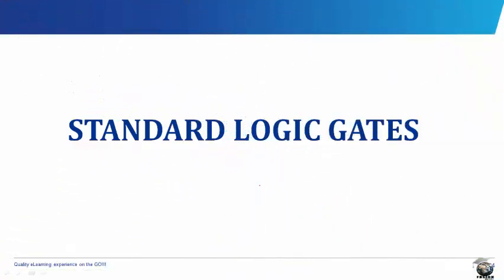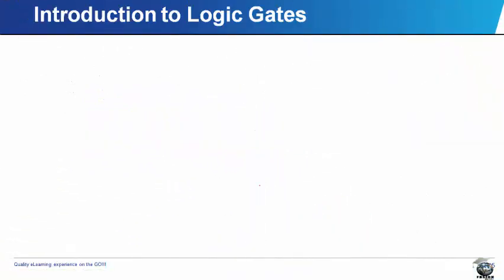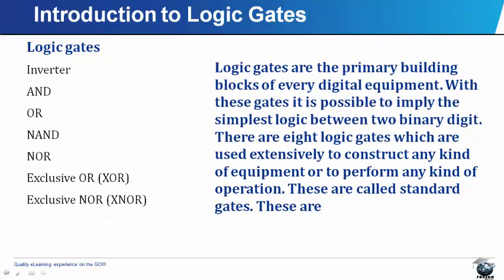Standard logic gates. We want to now introduce ourselves to logic gates. What are logic gates? That is not the gates to your school, nor the gates to your house. Logic gates include the inverter, AND, OR, NAND, NOR, exclusive OR, and exclusive NOR gates. Logic gates are the primary building blocks of every digital equipment. With these gates, it is possible to imply the simplest logic between two binary digits.